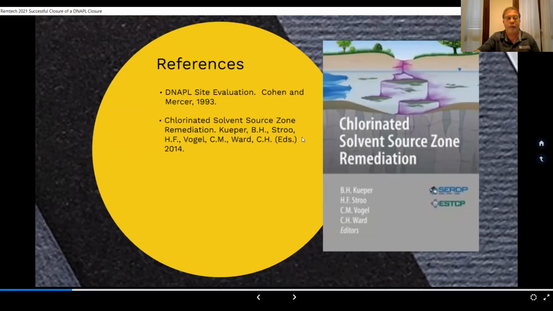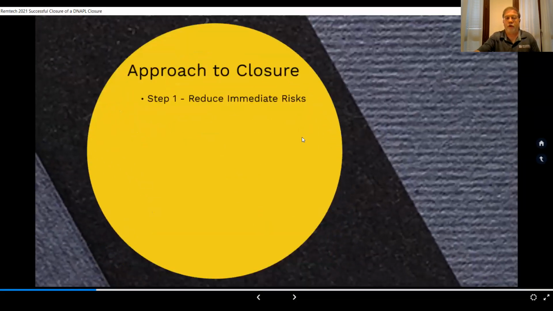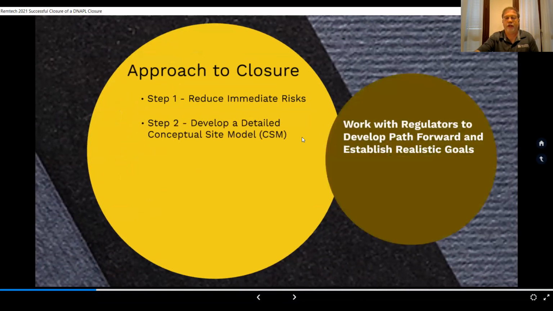So our approach to closure at this site was first to reduce the immediate risk. So if you eliminate and reduce risks at the front end, it helps you with the back end, gives you more time. Then we developed a detailed conceptual site model.